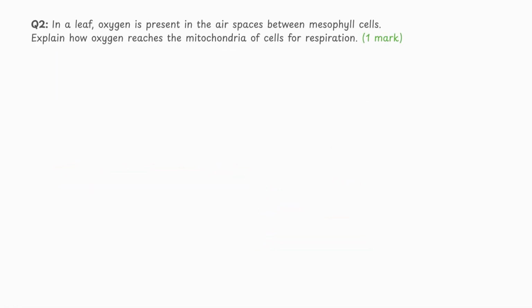In a leaf, oxygen is present in the air spaces between mesophyll cells. Explain how oxygen reaches the mitochondria of cells for respiration.